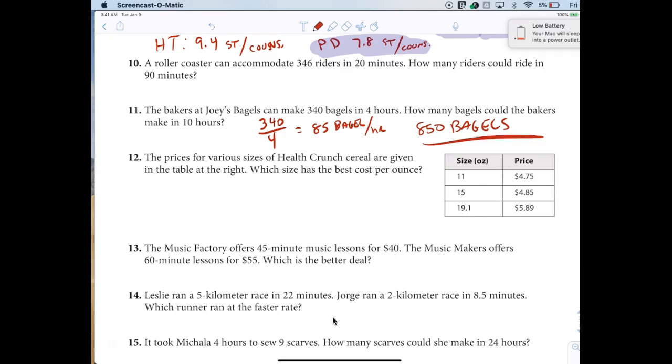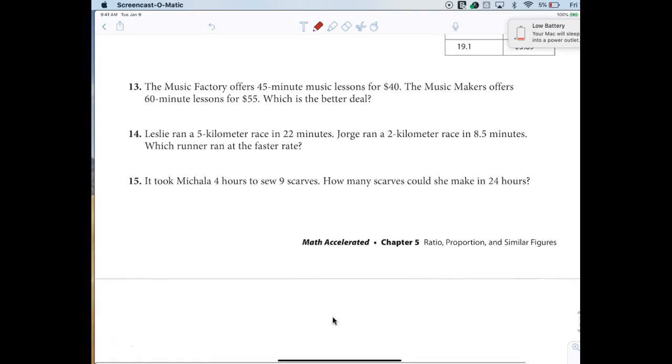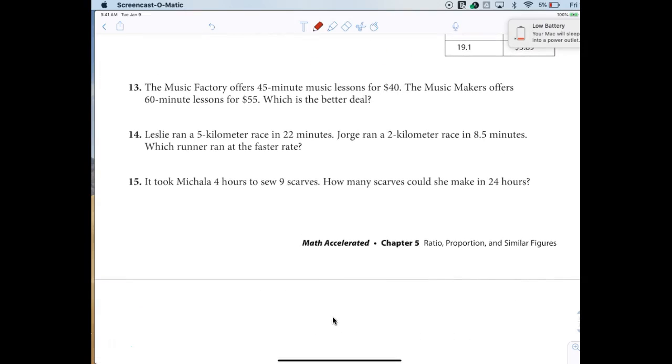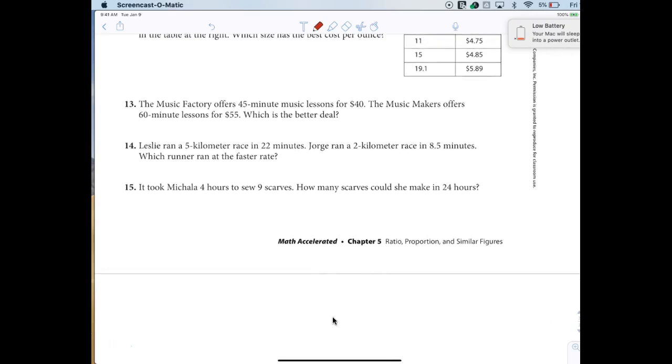All right. Here we go. Next odd number. Go ahead. Oscar, read it. The Music Factory offers 45-minute music lessons for $40. Music Makers offers 60-minute lessons for $55. Which is a better deal? All right. What would you tell me? 40 divided by 45. Yes, sir. Good job. The dollars divided by the minutes, which would cost me what?